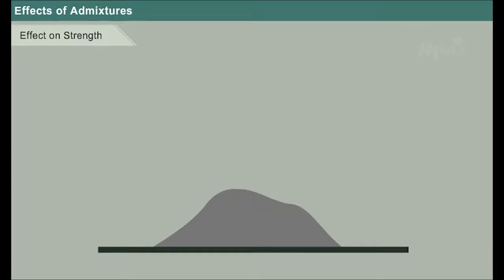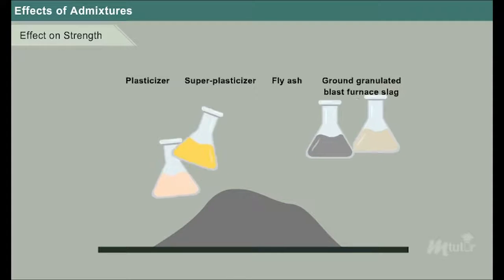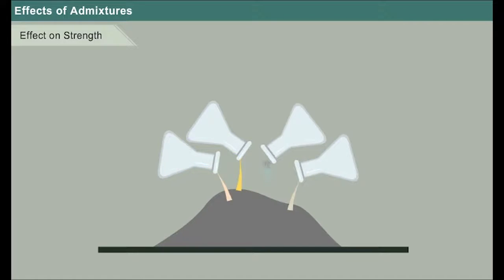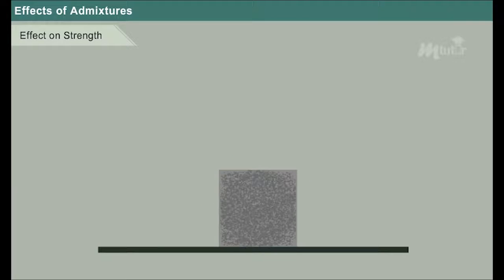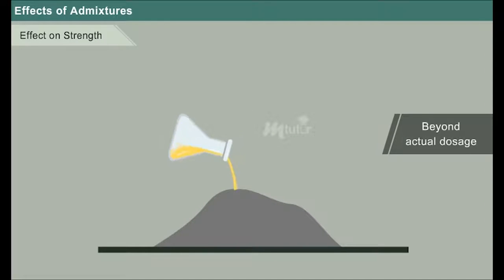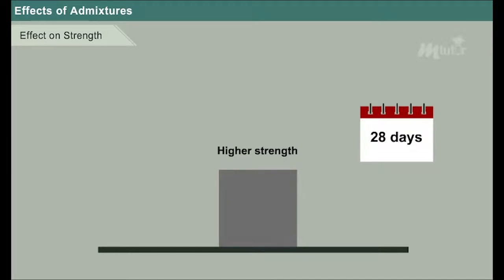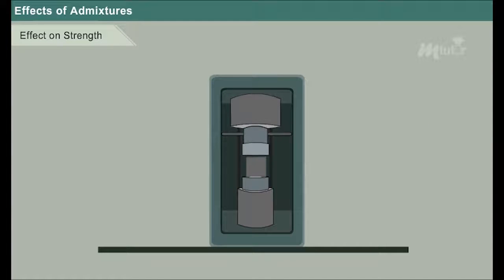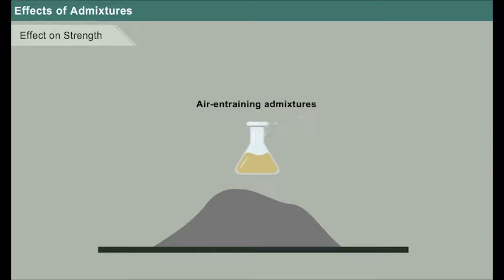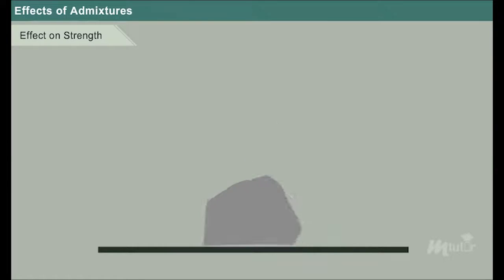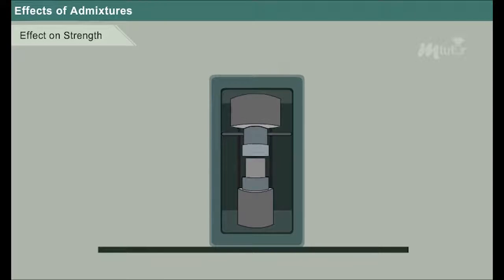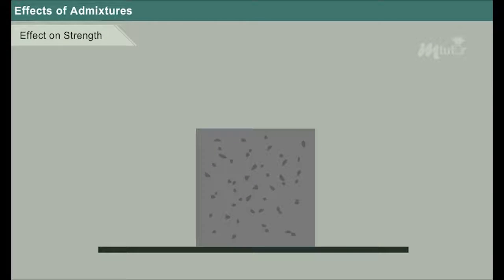Effect on strength. Admixtures like plasticizer, superplasticizer, fly ash, and ground granulated blast furnace slag are used for imparting higher strength to the concrete by increasing the cementitious content in the concrete. When the admixture is added beyond the actual dosage, the early strength of the concrete might be lower, but the 28 days compressive strength is comparatively higher, and the ultimate strength is significantly higher. Air entraining admixtures in concrete reduce the compressive strength of concrete. This reduction in strength is due to the voids created by the admixture.